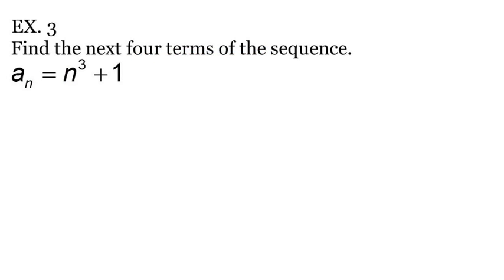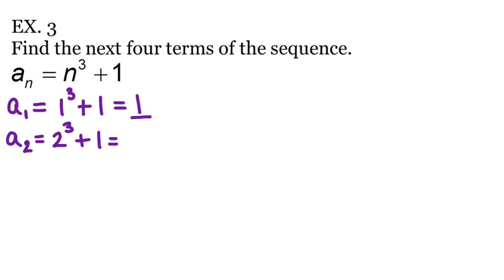So in example 3, it says to find the next 4 terms of the sequence. So we're going to plug in 1, 2, 3, 4 into the sequence and find the sequence of numbers. So a sub 1 means I plug in a 1 for n. So 1 cubed plus 1 is going to equal 1. We're going to substitute 2 for the second term in the sequence. So 2 to the third power plus 1 will equal 9.